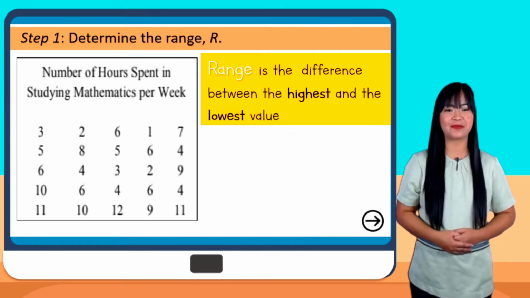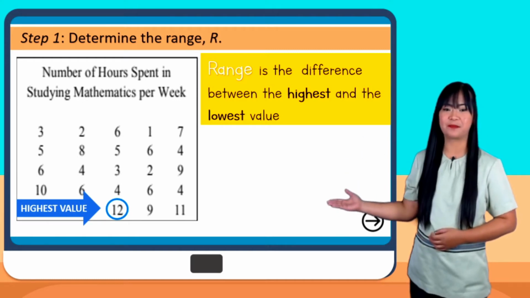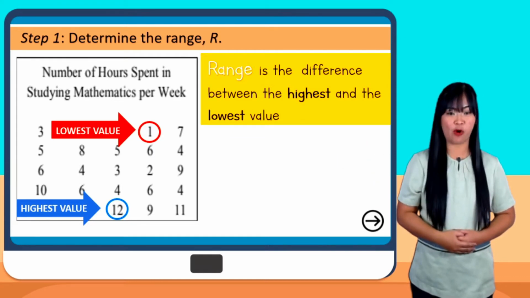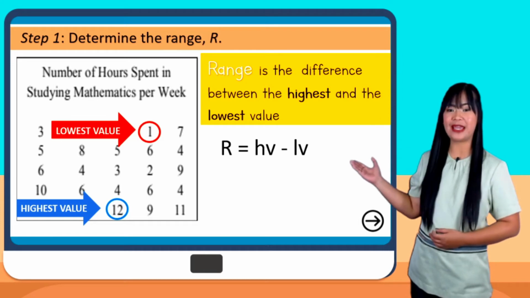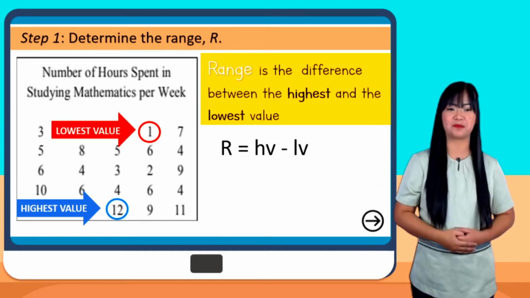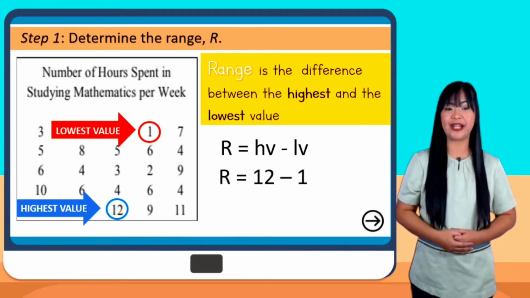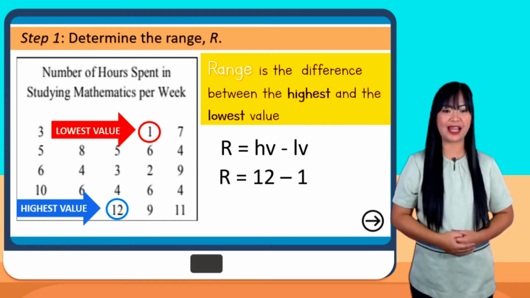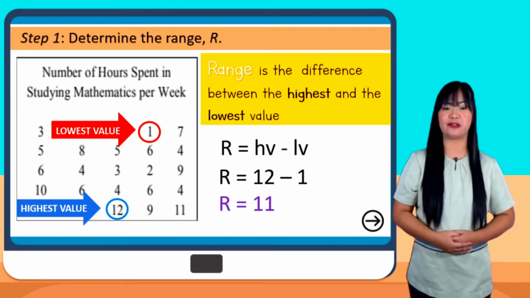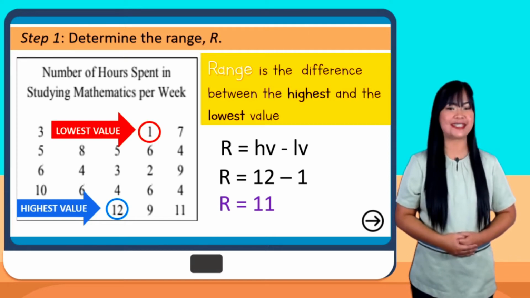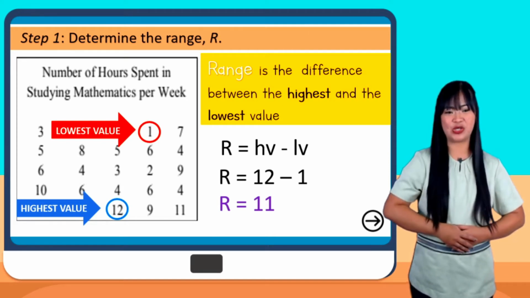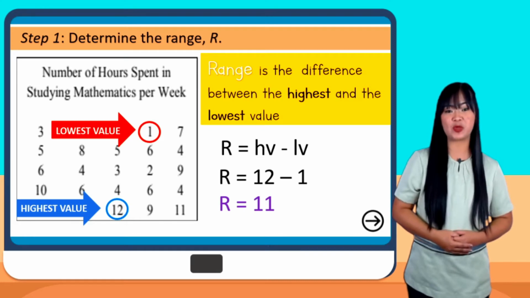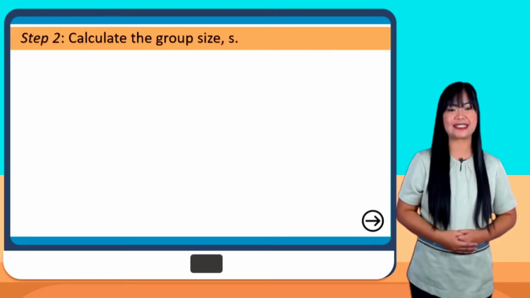So from our data, our highest value is 12 and the lowest value is 1. Then, we have the formula for range, which is R equals HV minus LV. Substituting, we will have R equals 12 as the highest value minus 1 as the lowest value. Subtracting 12 minus 1, we obtain R equals 11. Get it? Good.